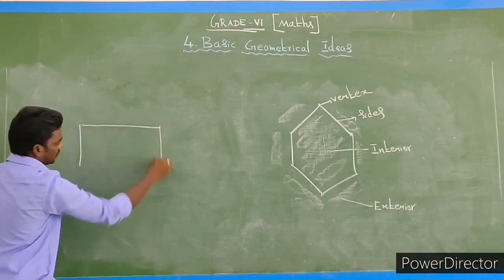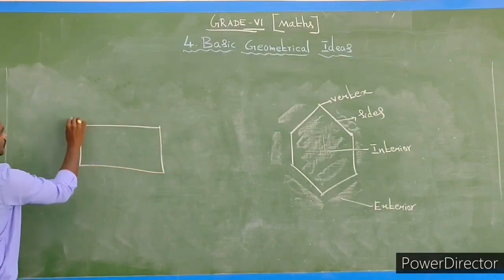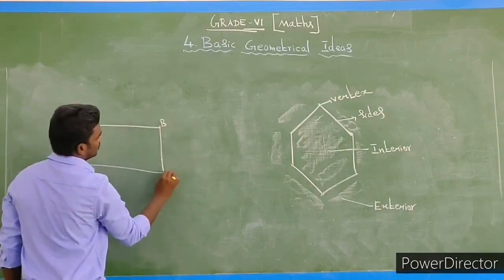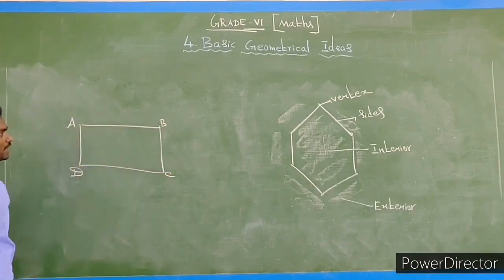So what is this shape? This is a rectangle. We can draw rectangle A, B, C, D. So what is a polygon? A simple closed figure made up of only line segments.